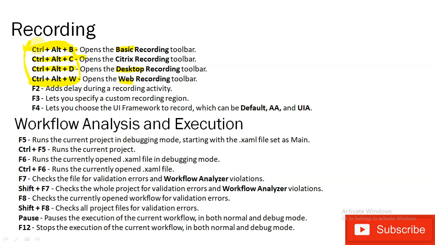F3 lets you specify a custom recording region. F4 lets you choose the UI framework to record, which can be default, AA or UIA. Next is workflow analysis and execution.